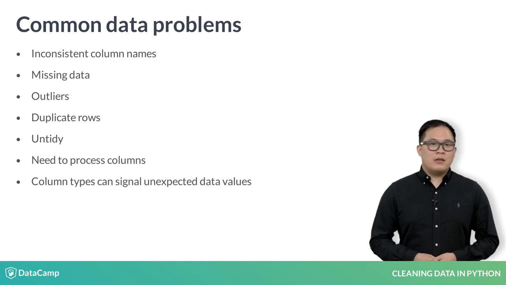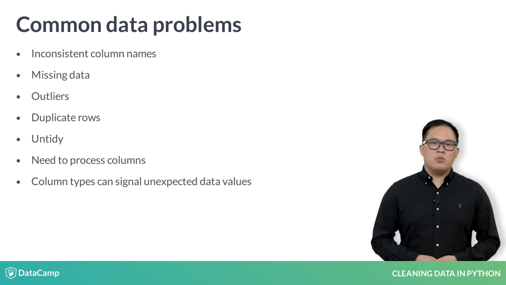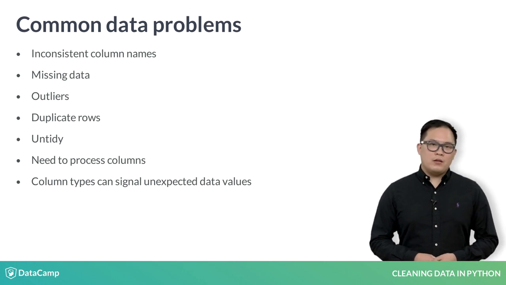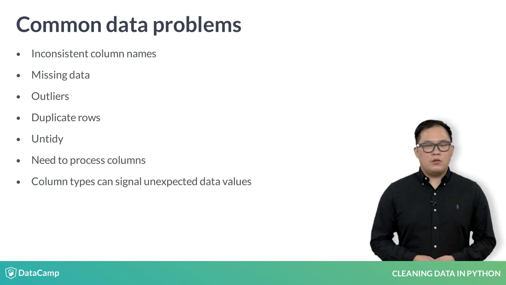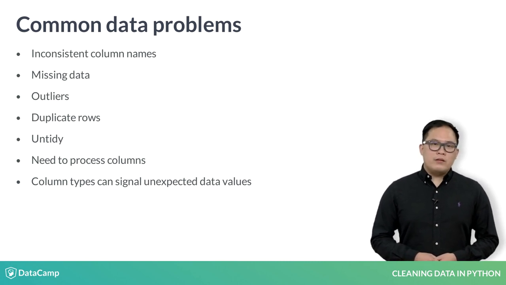Untidy datasets can contain multiple problems and prevent us from quickly transforming our dataset from one suitable for reporting to a dataset that is suitable for analysis. Other common data problems are processing columns before a column can be used for data analysis, and column types can signal the presence of unexpected data values. We'll go into more detail on what these mean throughout the course.